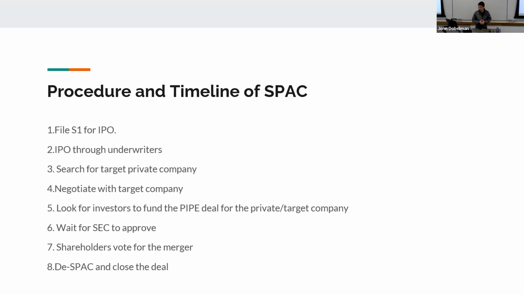Preferred equity type of structure, and they typically also give the PIPE investor an $8 floor to exit. So basically, if you invest $10, you can exit at $8. That's what they claim in this case to protect those PIPE investors. Otherwise, they don't want to do that. Then the PIPE investors join the investment, and you submit all the paperwork to the SEC.